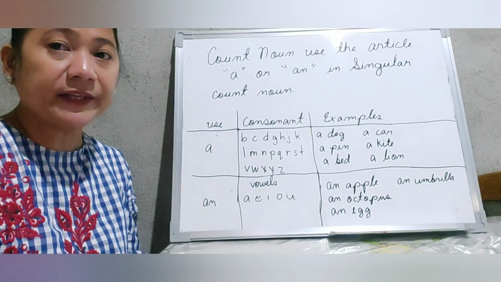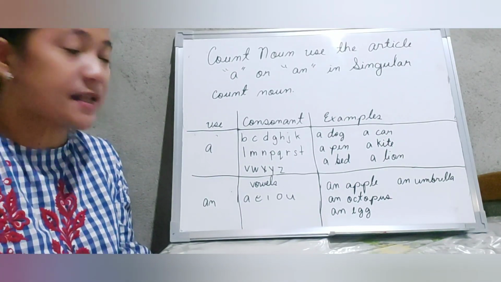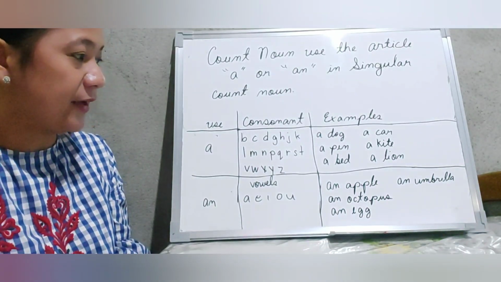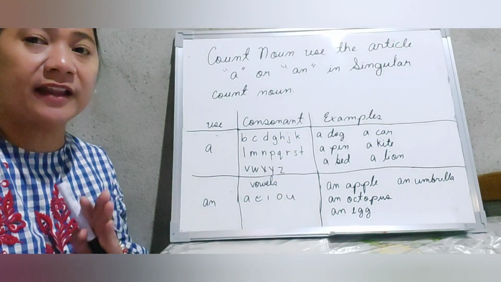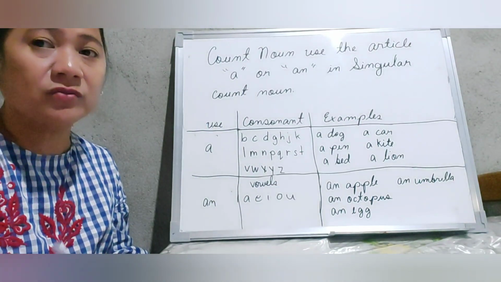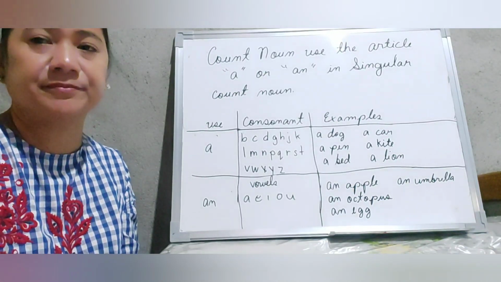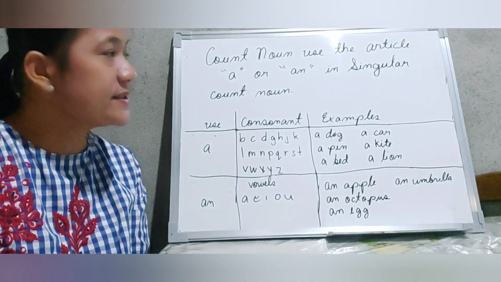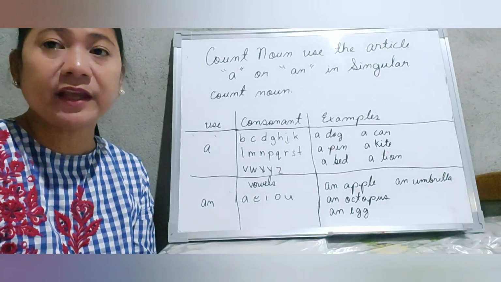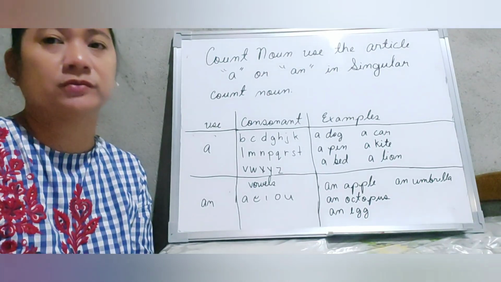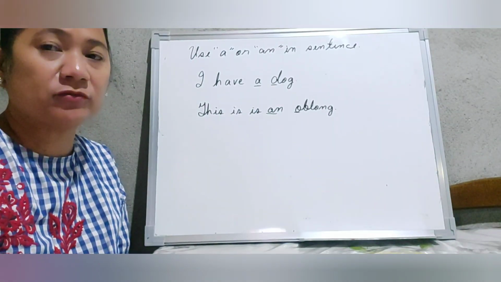And we use the article an if the beginning letter of a count noun is a vowel. For example, an apple, an octopus, an egg, an umbrella. All those count nouns begin with a vowel letter. That's why we use an. Remember kids that we use the article a or an if the count noun is written in singular form.